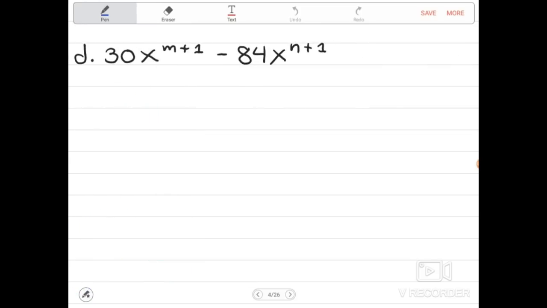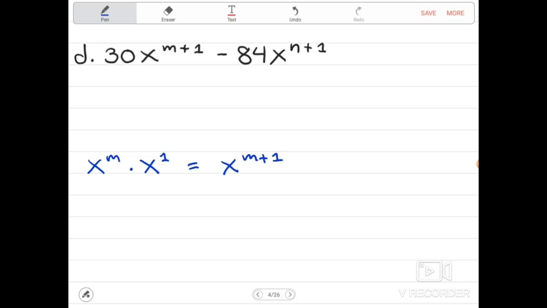Next, letter D. 30x raised to m plus 1 minus 84x raised to n plus 1. So, kung mapapansin nyo, yung exponent natin is may operation. Paano nangyari yon? Tandaan lang natin, law of exponent. Okay? So, kung paghihiwalay natin yan, ganito lang yan. Tignan nyo yung sa x natin. X raised to m times x raised to 1 or x lang. Sa law of exponent, if we have same base, pinagta-times natin, then ina-add lang natin yung exponent. Okay? So, it will become x raised to m plus 1. Ganun lang yan.